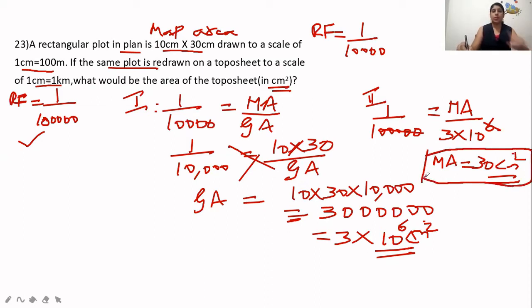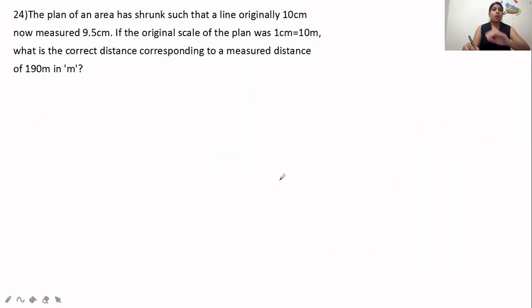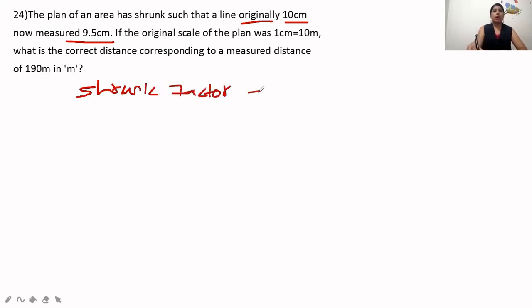The same way we did the first question, we do the second question also. The plan of an area has shrunk: 10 centimeter originally and now measured it is 9.5 centimeter. We have discussed a shrunk factor problem before. So what will be the shrunk factor? I said before also, shrunk factor is the current length divided by the original length. The current length is 9.5 divided by 10. So the answer is 0.95, the shrunk factor.